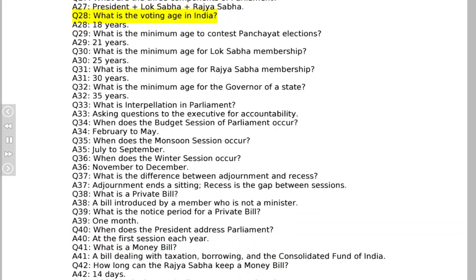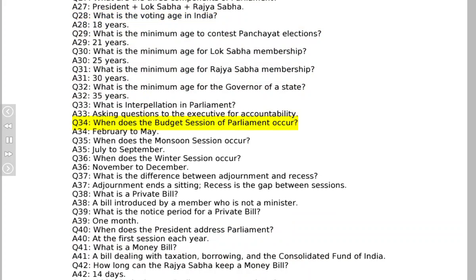Q28. What is the voting age in India? A28. 18 years. Q29. What is the minimum age to contest panchayat elections? A29. 21 years. Q30. What is the minimum age for Lok Sabha membership? A30. 25 years. Q31. What is the minimum age for Rajya Sabha membership? A31. 30 years. Q32. What is the minimum age for the governor of a state? A32. 35 years. Q33. What is interpellation in parliament? A33. Asking questions to the executive for accountability.